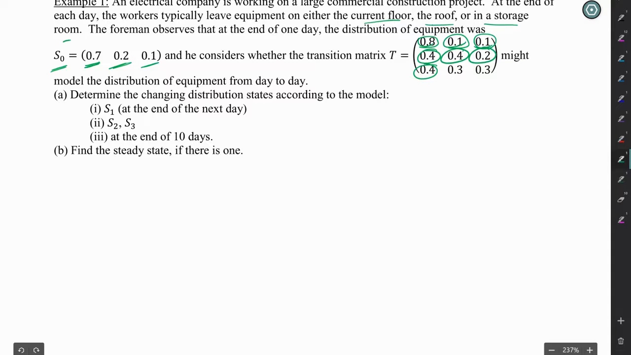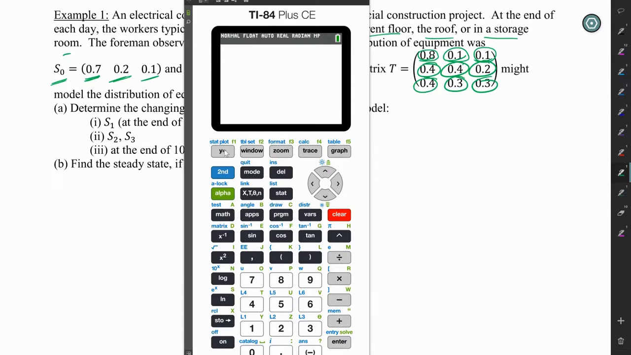And then lastly, 40% of the stuff in a storage room ends up on the floor, 30% of the storage room gets put on the roof, and 30% of what is in the storage room goes back in the storage room. So putting these in our calculator, I'm going to put my S sub 0 in first. So I'm going to do second matrix. I'm going to go over to edit. I'm going to choose option A, and I have 1 row and 3 columns. My probabilities are 0.7, 0.2, 0.1, and now I'm going to fill in my second matrix.